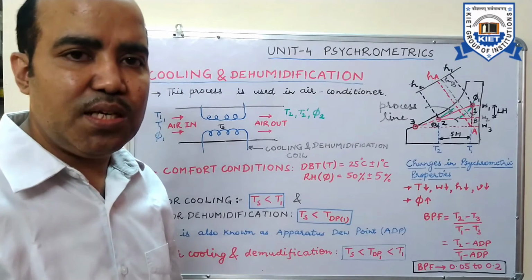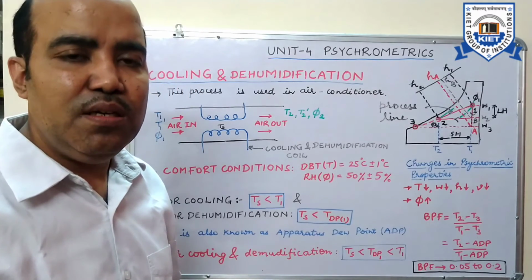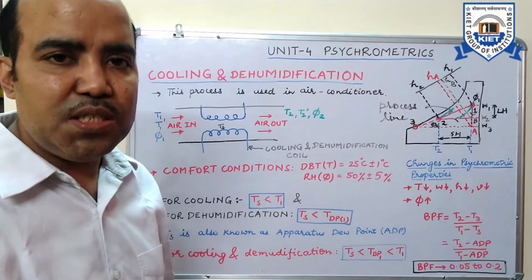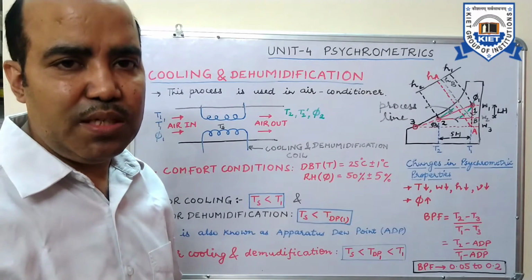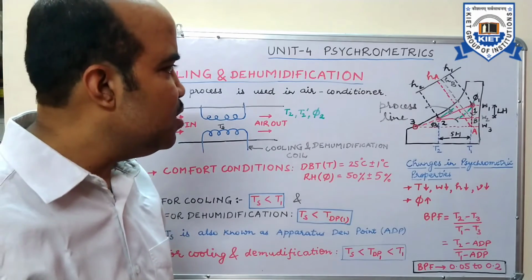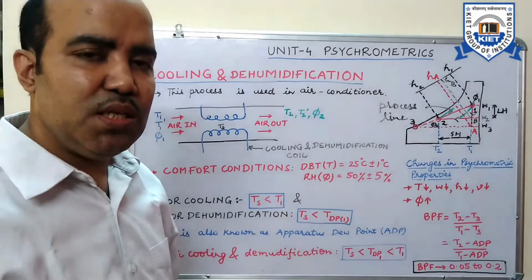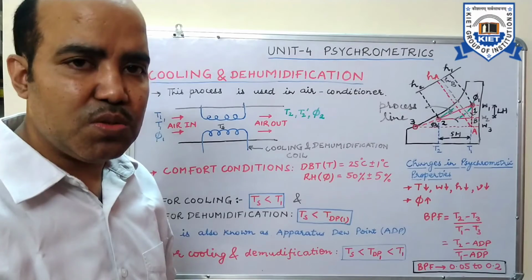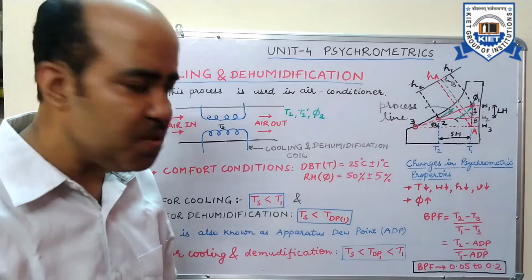And finally we can calculate the sensible heat factor, which is the ratio of sensible heat removal divided by sensible heat plus latent heat, or total heat removal. So this is how you can calculate the sensible heat factor for this process.